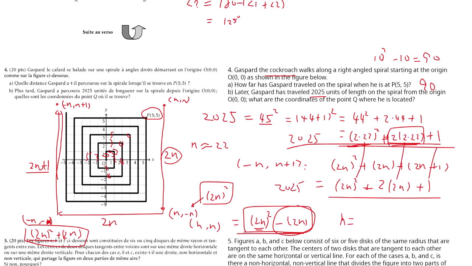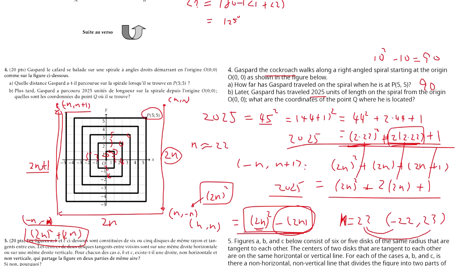So that means if Gaspard travels 2025 units, he will reach a point on the top left corner, whereas the coordinate will be minus 22 and 23. So that is minus n and n plus 1. Minus n and n plus 1. Okay.